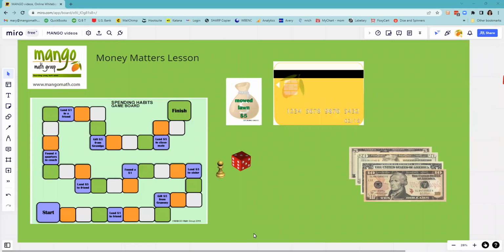This is a Money Matters lesson called Spending Habits. This game comes with a board, pawns, dice, cards that go along with the game, a credit card that each student will have, and some play money.